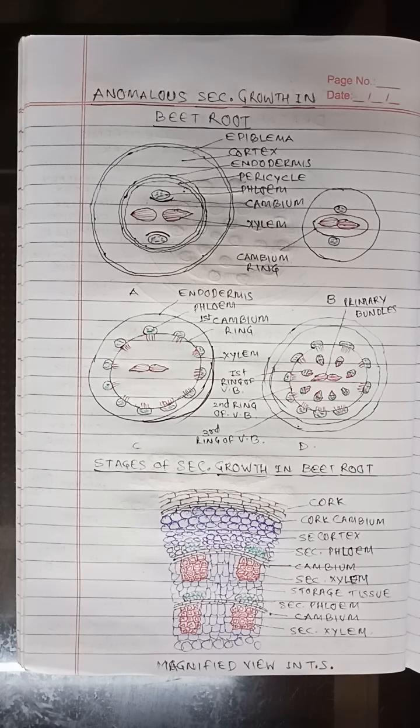In primary structure, the beetroot has diarch condition, means the two groups of xylem and two groups of phloem, which are alternately arranged and they are radially arranged. During the secondary growth, the cells which are present below the primary phloem get meristematic and form into a cambium. It grows on both the sides just opposite to the primary xylem, where it meets and forms a first cambial ring.